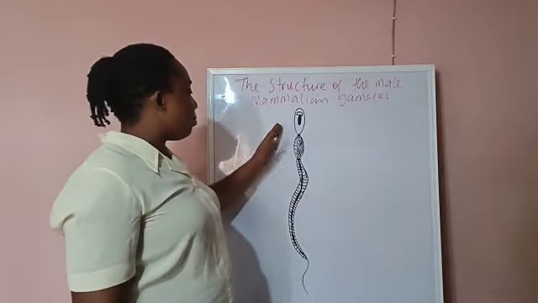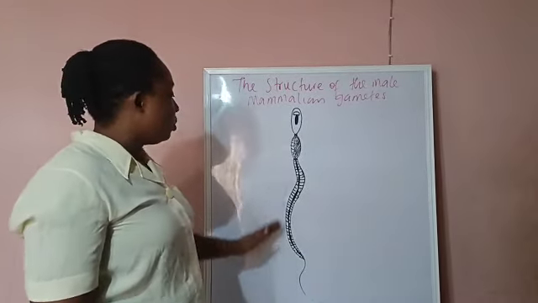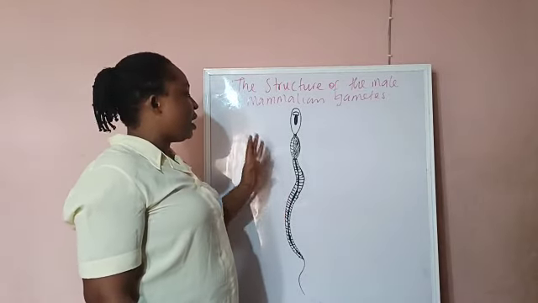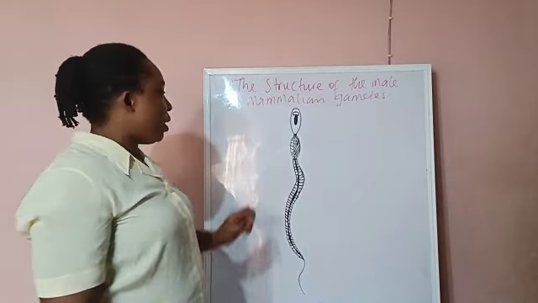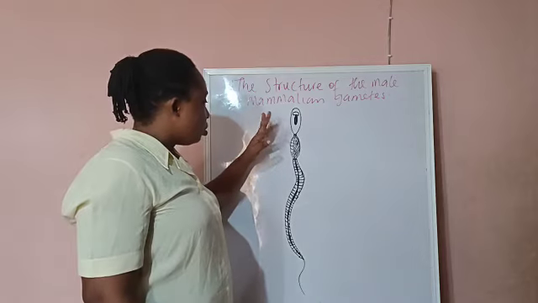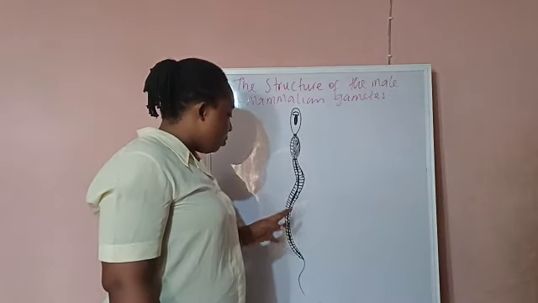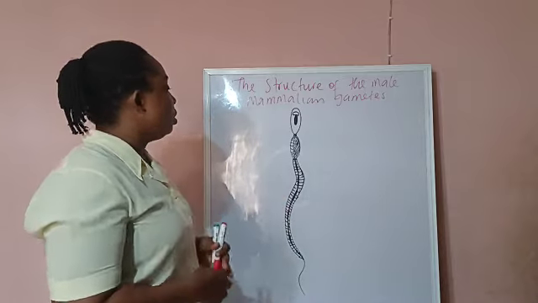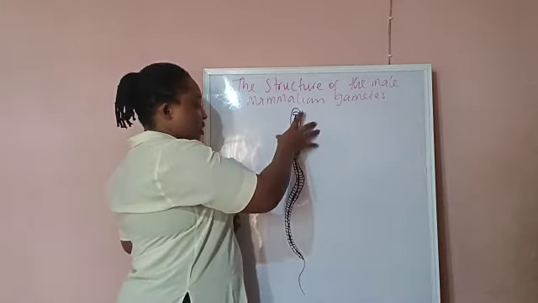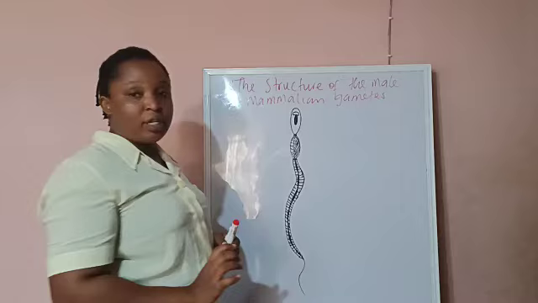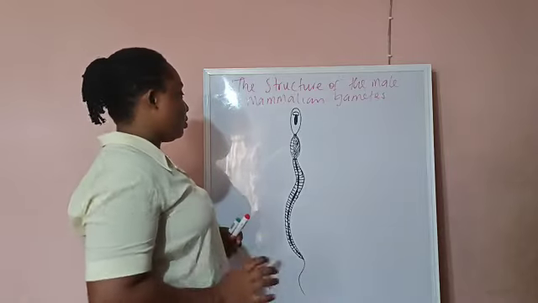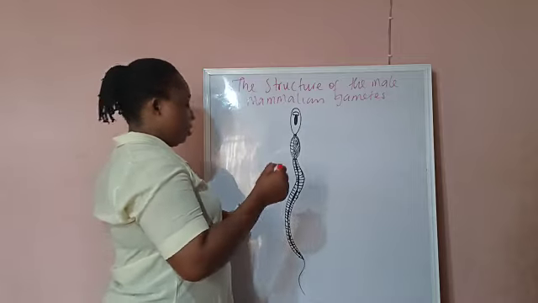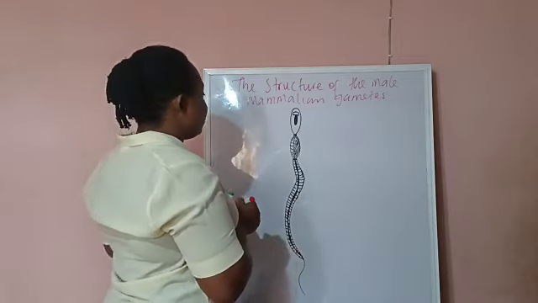Now, here is a diagram of the male mammalian gametes. We are going to look at the structure of the mammalian gamete and the function of each structure. This is the structure of the male cell, which is known as the spermatozoa. It is divided into different segments.